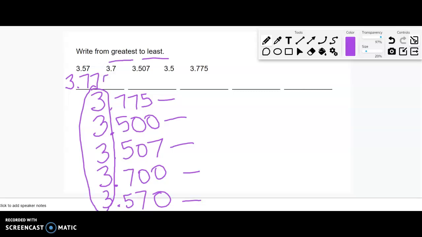So because I'm going greatest to least, that will go first. Then I have my other 700. And sometimes when I'm writing, I can write the original version. Yes, I added the zeros, but when I'm putting it back in my answer, say if it was multiple choice, it'd probably give you the original number without the zeros.